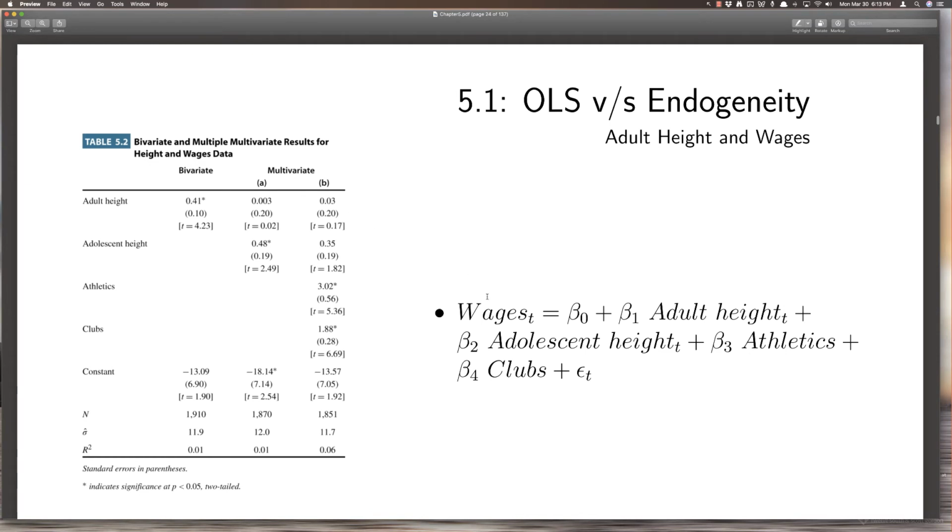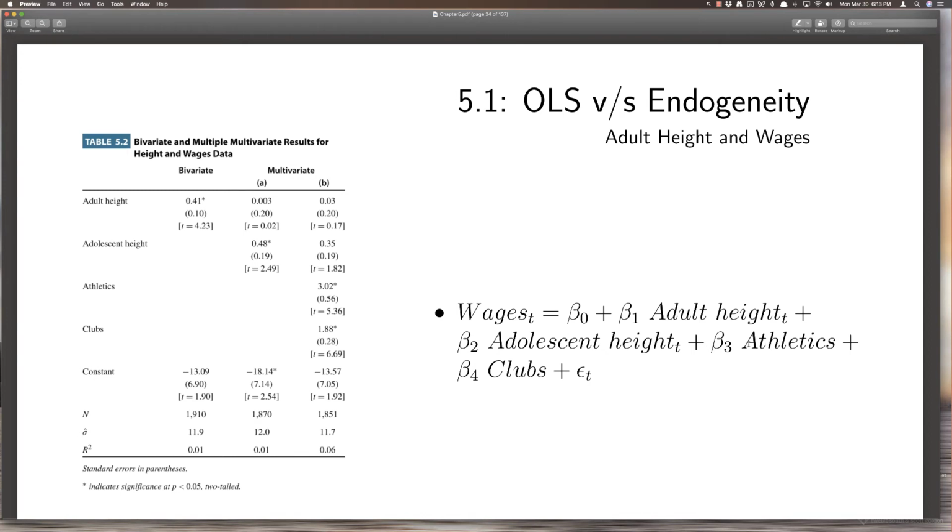So here is another regression, and it's one we've done before. We've done the effect of height on wages several times, and many times when we talked about that regression, we talked about the fact that there's a lot of endogeneity here. There's a lot of things that could be correlated with height and wages. One of those things is adolescent height, right? If you're taller when you're younger, then your adult height is likely to be higher, and your wages are likely to be higher.